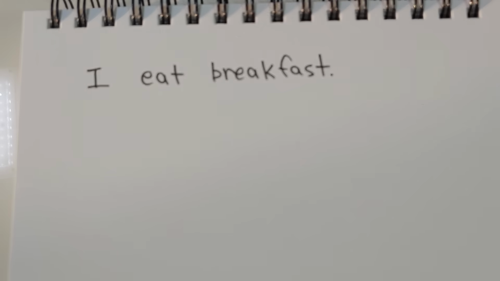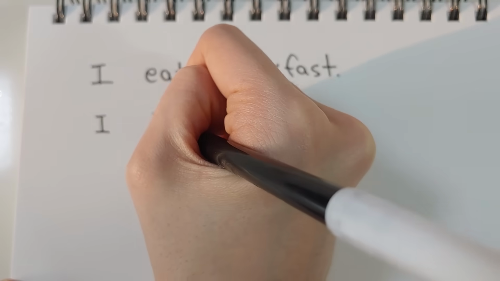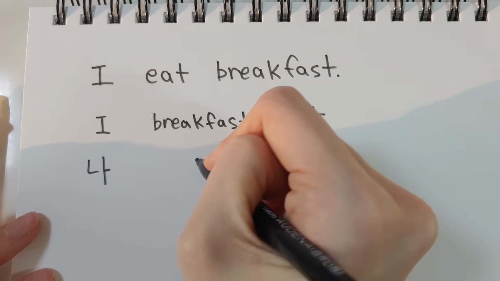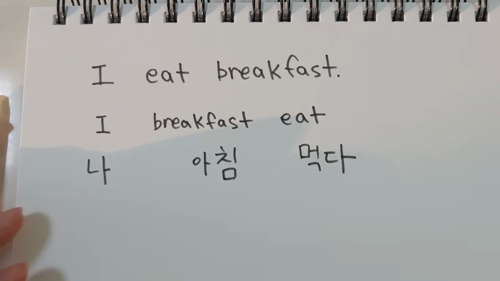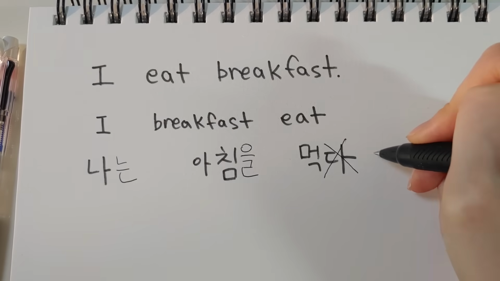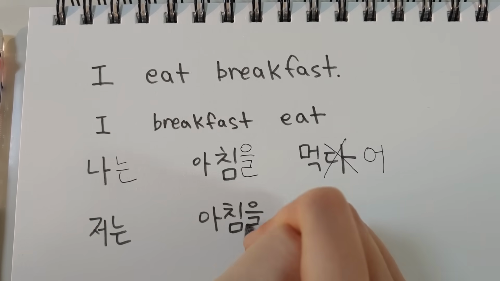And let's practice with one more sentence. I eat breakfast. I, breakfast, eat, right? 나, 아침, 먹다. And it should be 나는 아침을 먹어. And for formal form, 저는 아침을 먹어요.